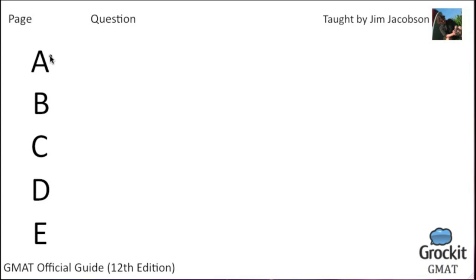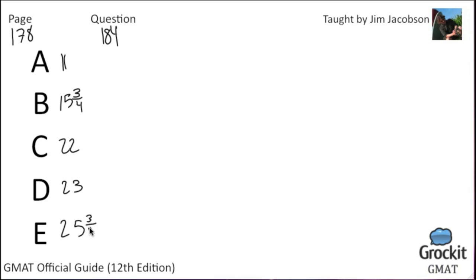All right. 178, 184. 11, 15 and 3/4, 22, 23, 25 and 3/10. So if the average of the four numbers k, 2k plus 3, 3k minus 5, and 5k plus 1 is 63, what is the value of k?